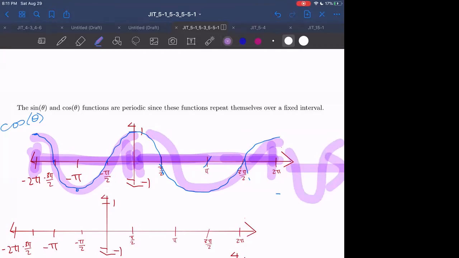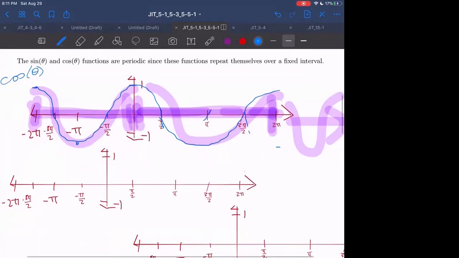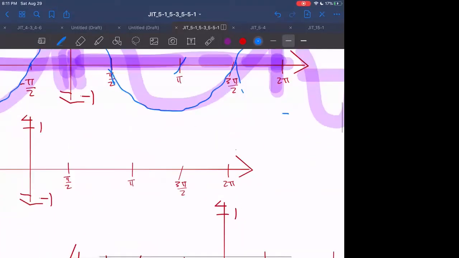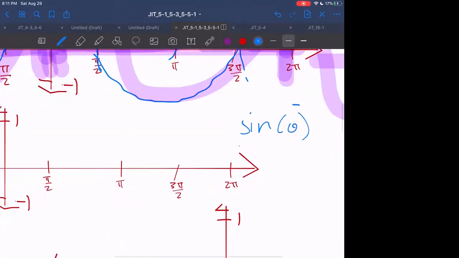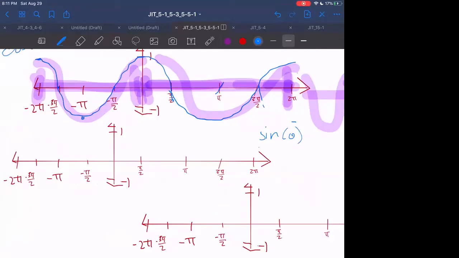If these were done by a computer and not by hand, without human error, I could take this and just drag it over here, and everything should line up. That's what it means to repeat over a fixed interval. Every 2 pi, it's going to repeat. Sine is the same way. So I have sine of theta, on this graph.